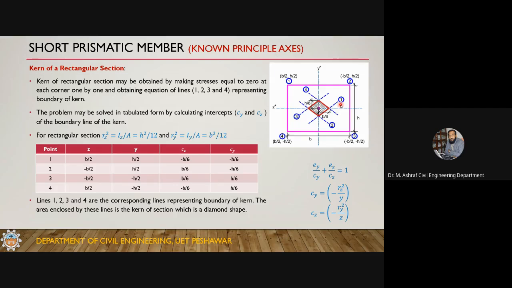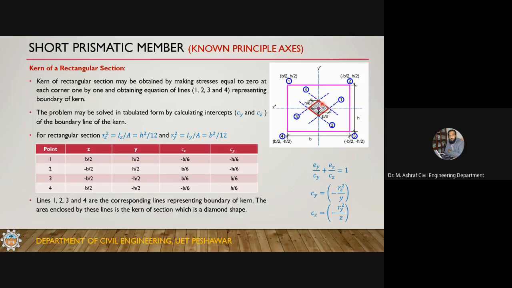So if you are placing the load within this kern, don't worry about any tension. There will be no tension of any magnitude. The magnitude of load is not a factor, this is a geometric property. Kern is not a load property. Any magnitude of compressive load you apply, there will be no tension.